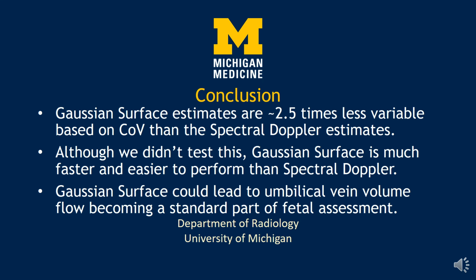Further, although we didn't test this, the Gaussian surface method is much faster and easier to perform than the spectral Doppler measurements. This is because there's no need to do the angle correction measure nor measure the diameter of the umbilical vein. Both of these are tedious and time-consuming maneuvers. So we believe that it's possible that the Gaussian surface method could lead to umbilical vein volume flow estimates becoming a standard part of fetal assessment.